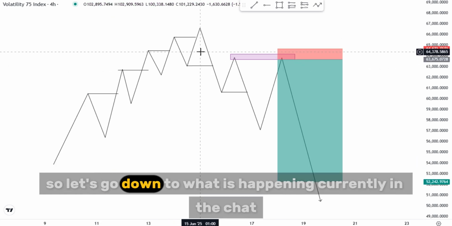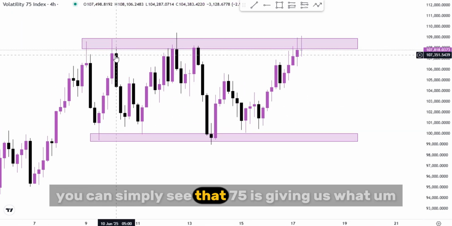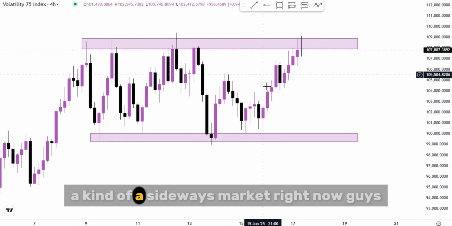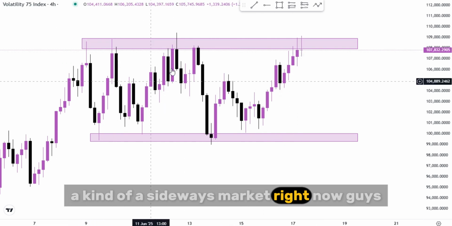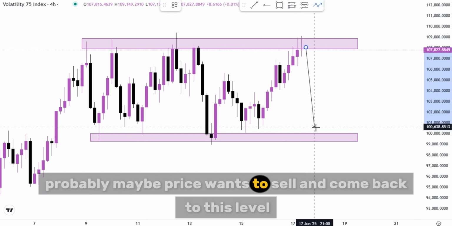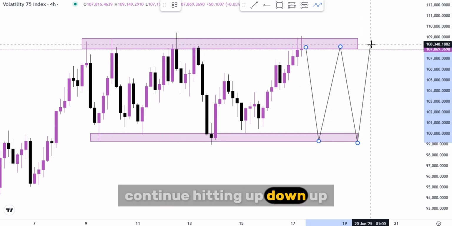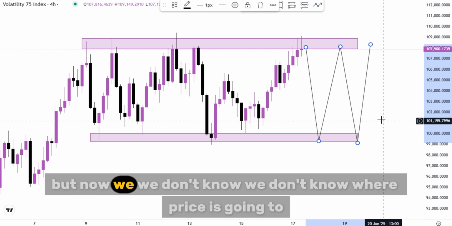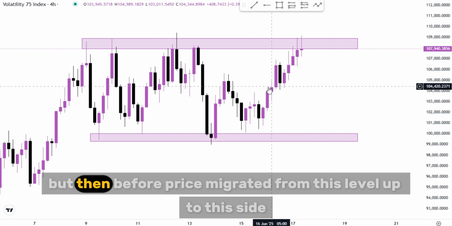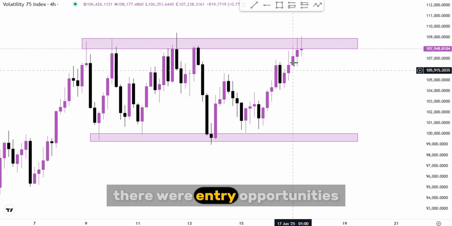So let's go down to what is happening currently on the chart. You can simply see that Volatility 75 is giving us a kind of sideways market, right? Now we can easily say, okay, probably price wants to sell and come back to this level, continue hitting up, down, up, continuously. But now we don't know where price is going. But before price migrated from this level up to this side, there were entry opportunities.